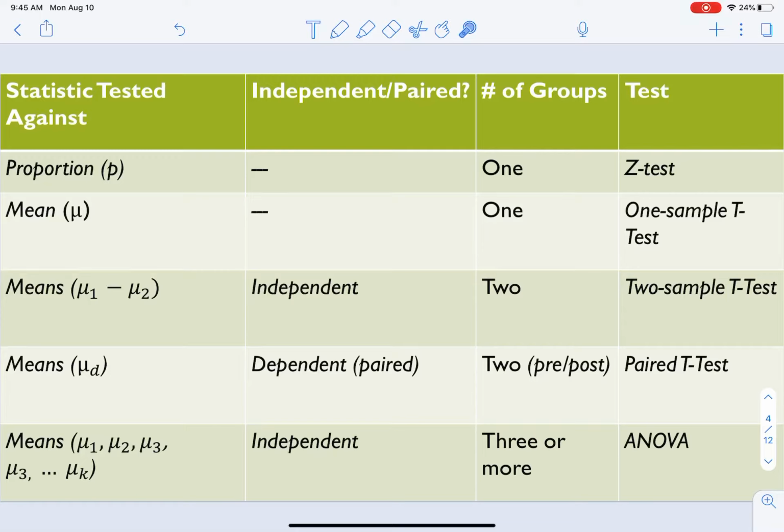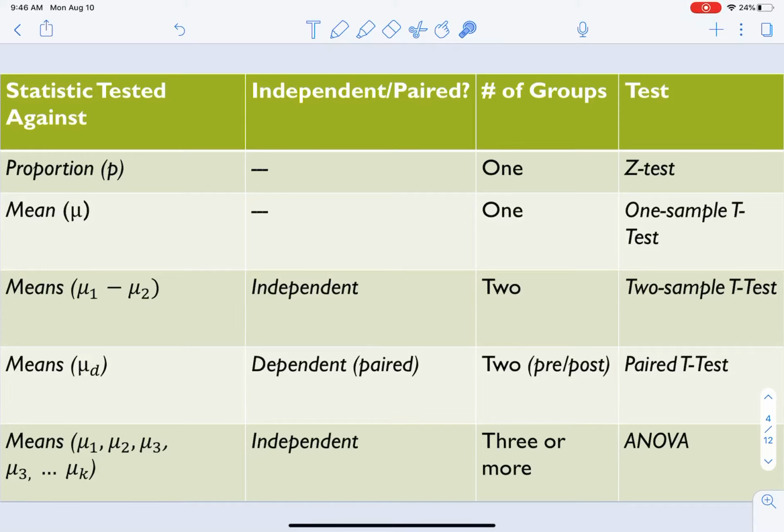Okay, and then when we're testing the difference in 2 means, well, we've got 2 groups. If we have 2 groups that are totally independent, so they're 2 groups of different people, males and females, 2 different income brackets, undergrads and graduate students, that sort of thing, then we would do a 2 sample t-test to test the differences between those 2 totally unrelated groups, or at least hopefully unrelated, okay?